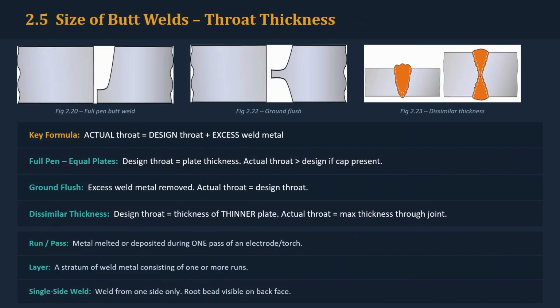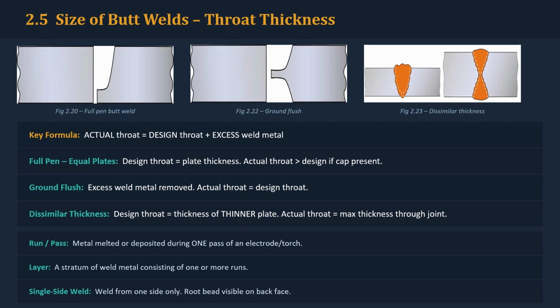We now move into weld sizing. This section is particularly important because it connects weld geometry with measurable quantities. For butt welds, we need to distinguish between design throat and actual throat. For a full penetration butt weld, the design throat is associated with the required joint thickness. If excess weld metal remains above the parent surface, the actual throat can be greater than the design throat.